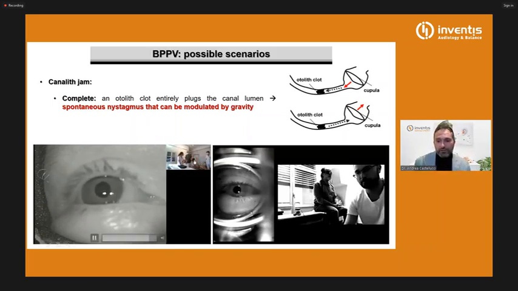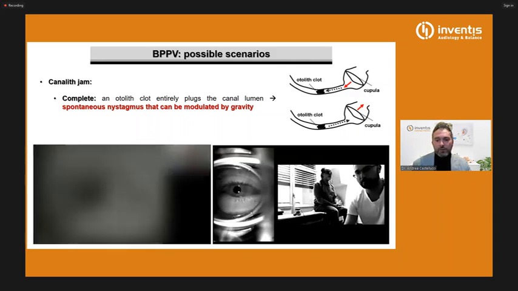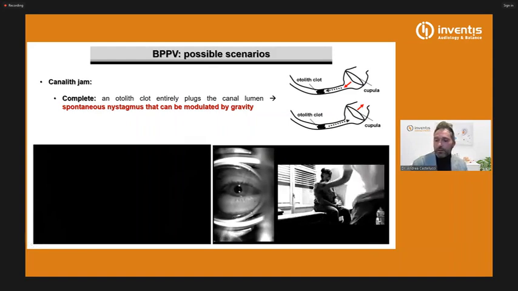We can see here my friend Salvo with a patient with a typical horizontal canal jam, where you can see a typical persistent direction-fixed nystagmus, irrespective of the position of the head compared to gravity. And this is another patient with a posterior canal jam. In this case, there is a complete jam.